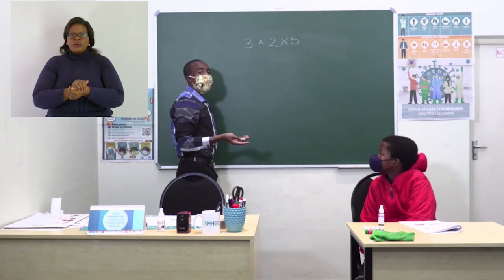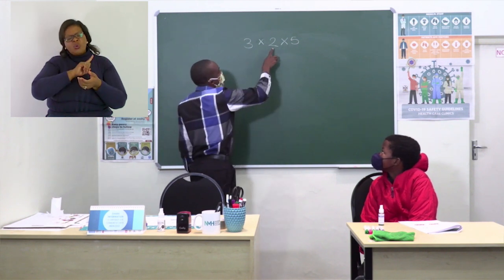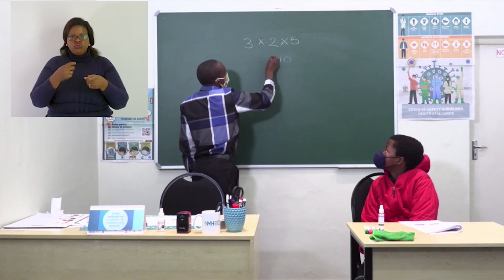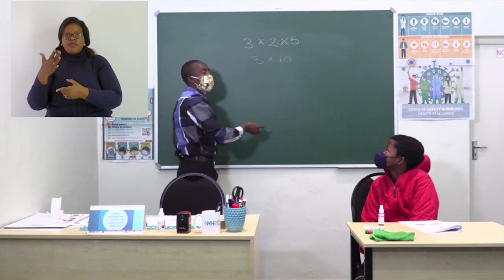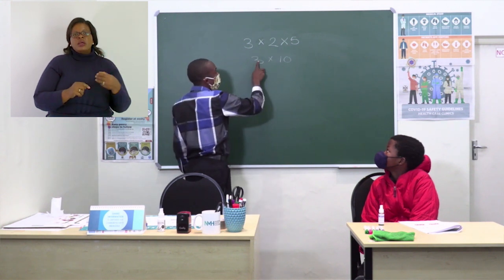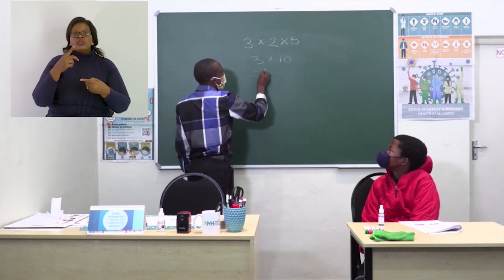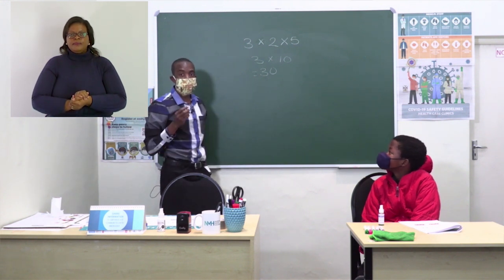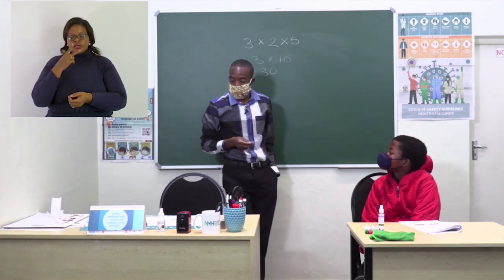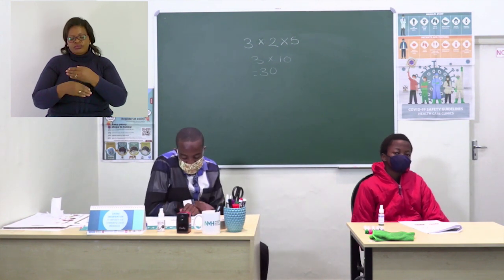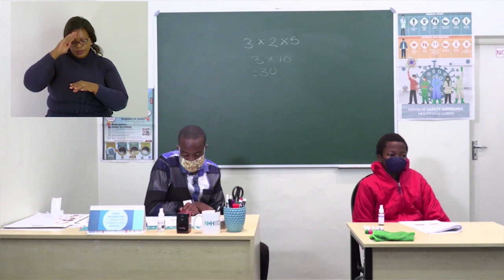But why take so long? Why don't you just say 2 times 5 will give me 10? And then guess what? We have an easy number there to continue. Then you say 3 times 10 will give me 30. Can you see the purpose for associative property? All right. And on the other hand, we have a commutative property.